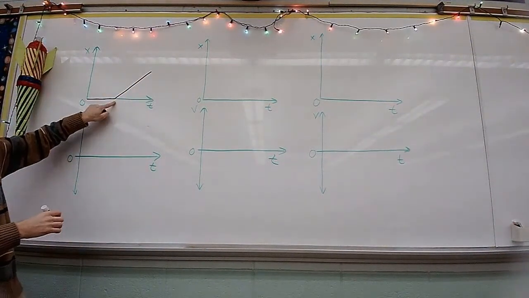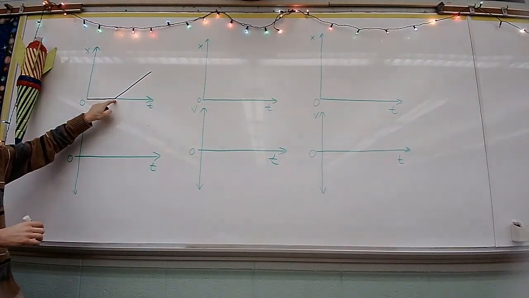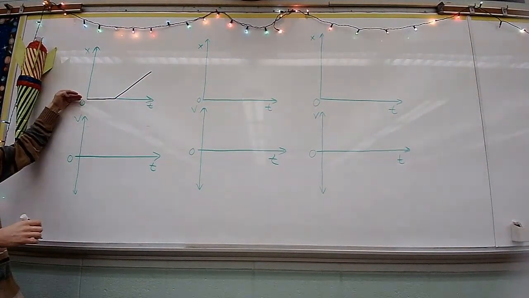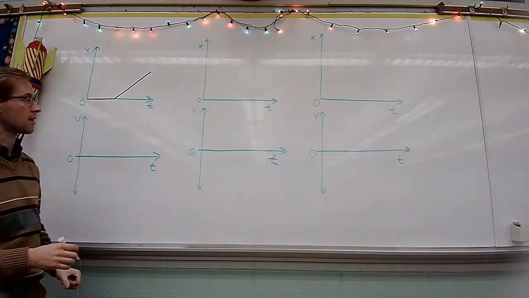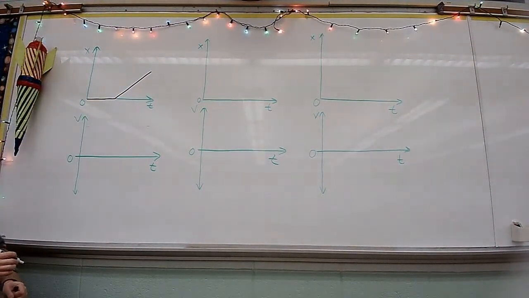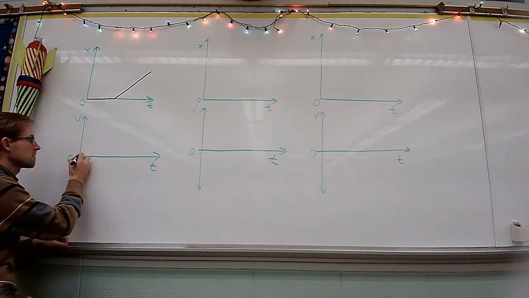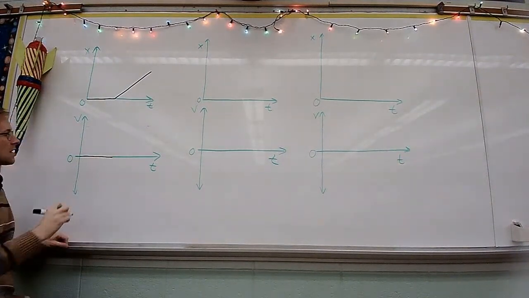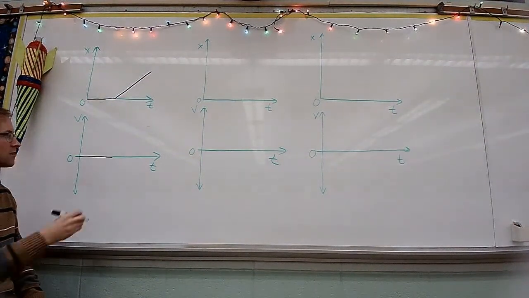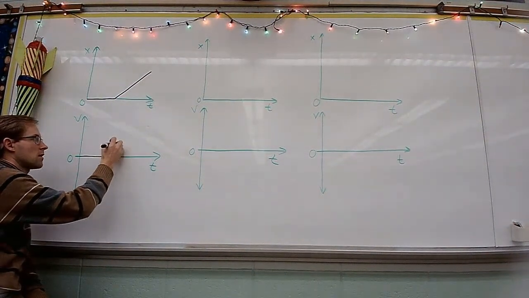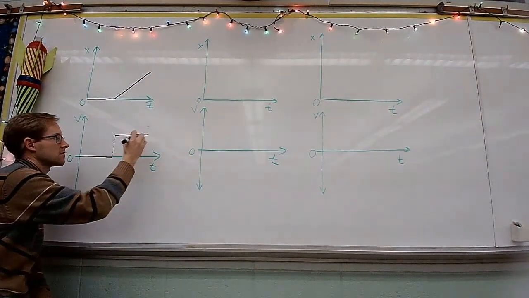As time goes on after this point, he's getting further and further away from x equals 0. He's getting further and further away from the origin. That's what's going on there. In terms of the velocity time graph, he begins with a velocity of 0 because he's holding still. And then he moves away from the origin, which again is the positive direction. So that would correspond to a constant positive velocity.